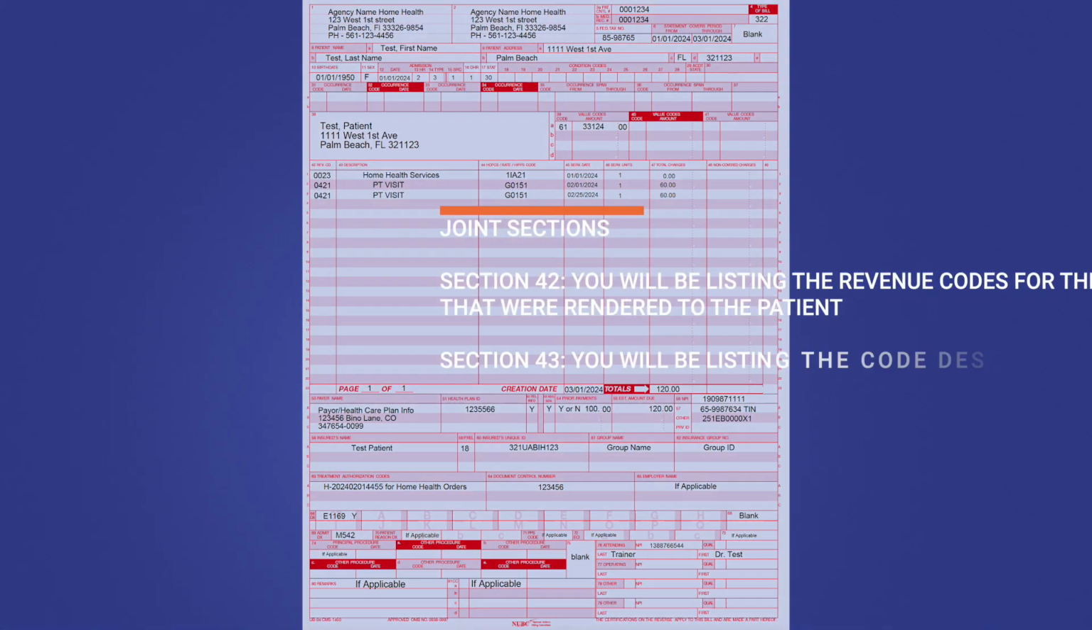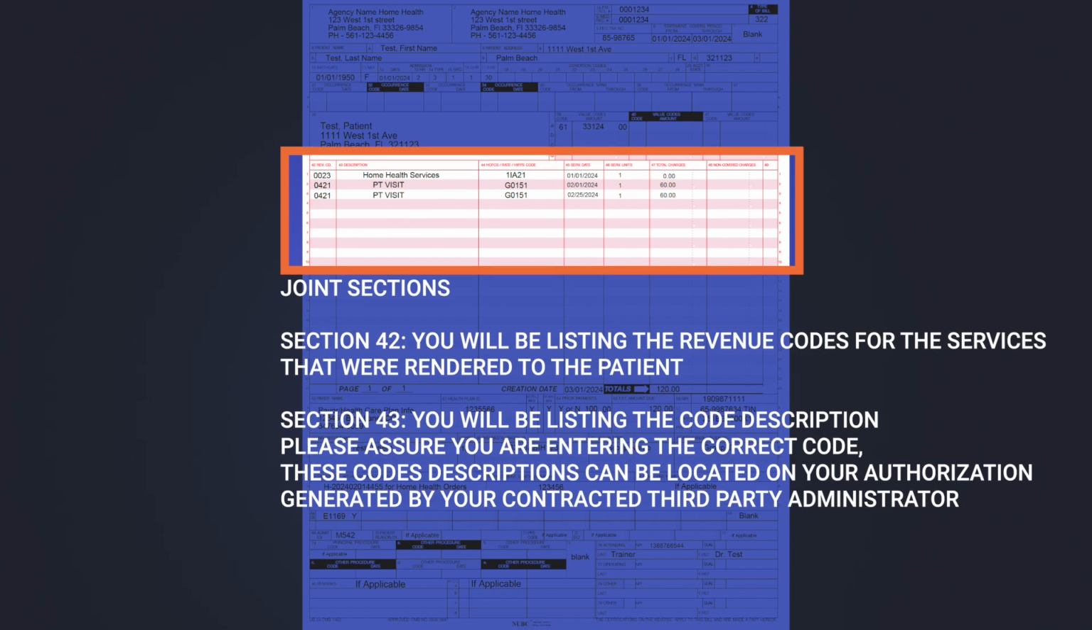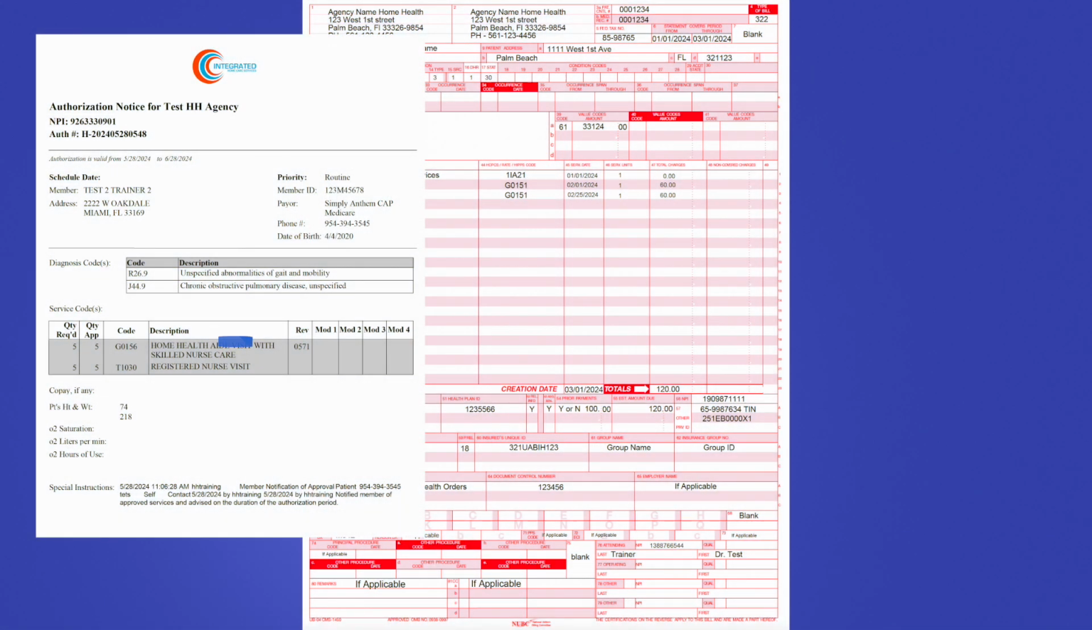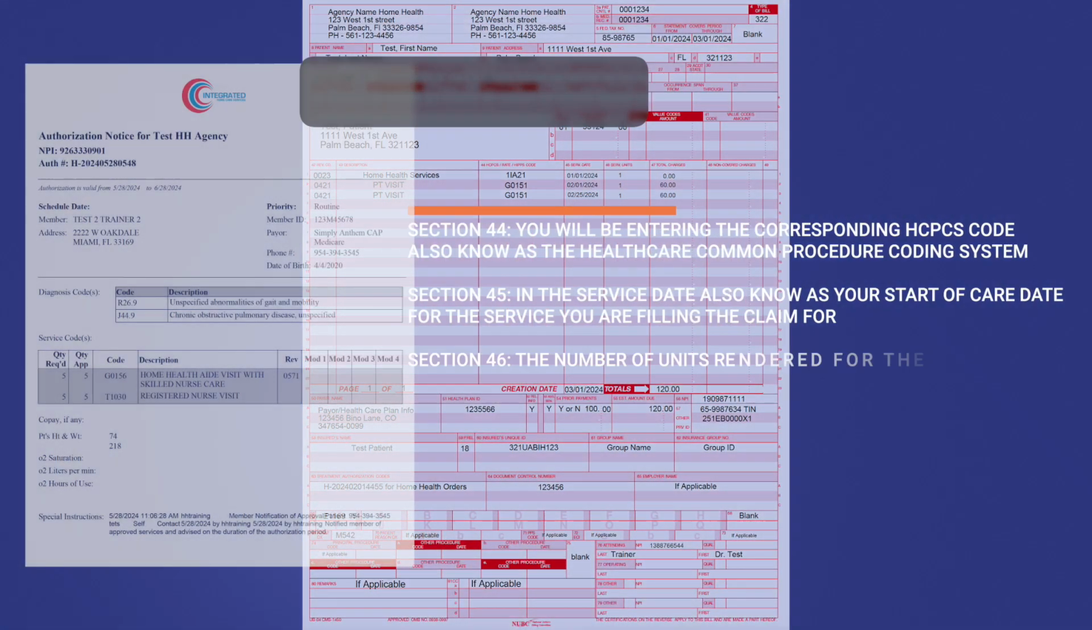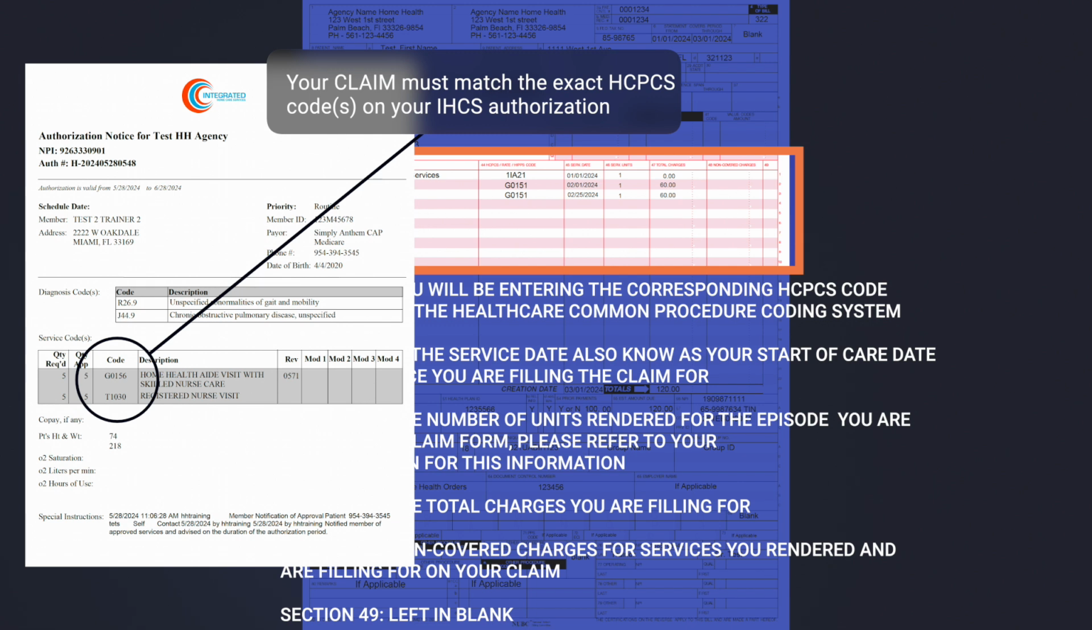Sections 42, 43, and 44 are joint sections. On Section 42, you will be listing the revenue codes for the services that were rendered to the patient. On Section 43, you will be listing the code description. Please assure you are entering the correct code. These code descriptions can be located on your authorization generated by your contracted third-party administrator. Section 44, you will be entering the corresponding HCPCS code, also known as the Healthcare Common Procedure Coding System.